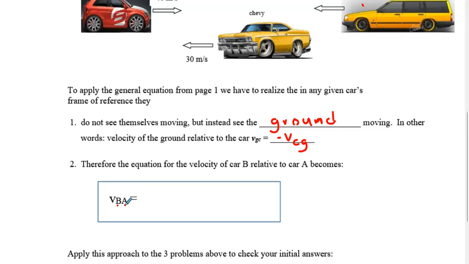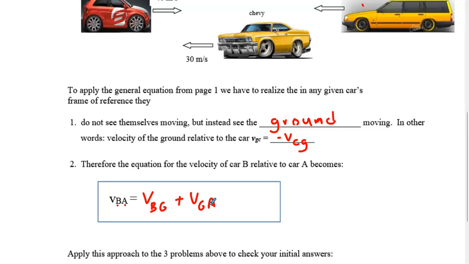So what this equation becomes is V_BA. I'm going to bookend the B and the A, and then between them is the ground. So it's going to be the velocity of the first car relative to the ground, that's my middle layer, the ground, plus the velocity of the ground relative to the second car. And if you set it up like this, then the problems become a little bit easier.